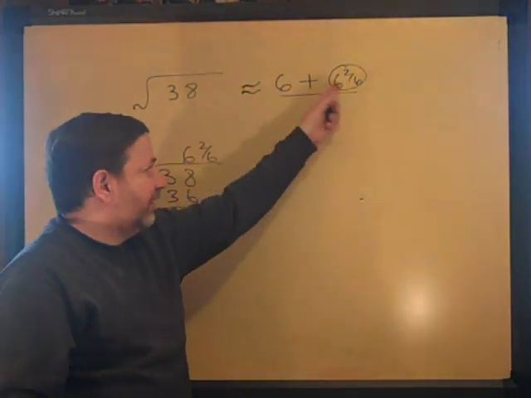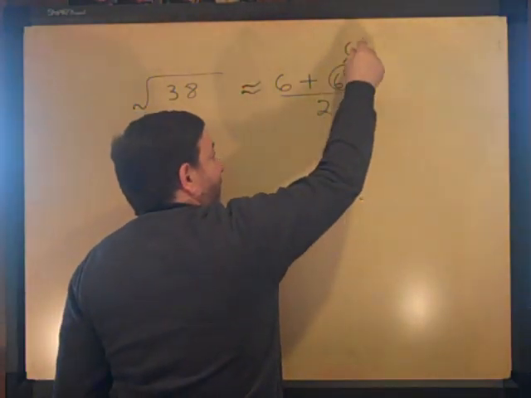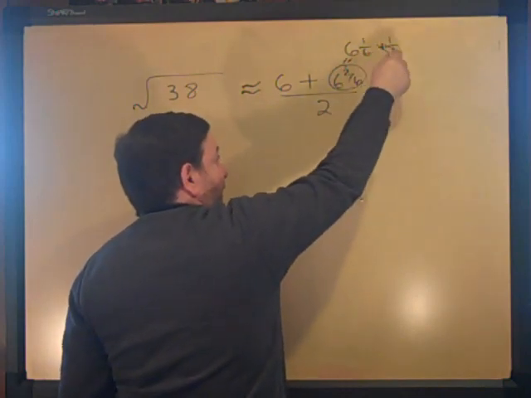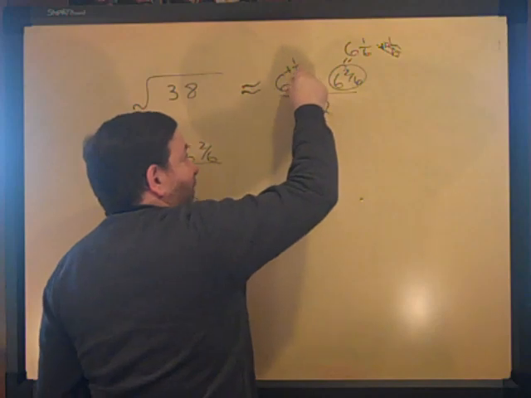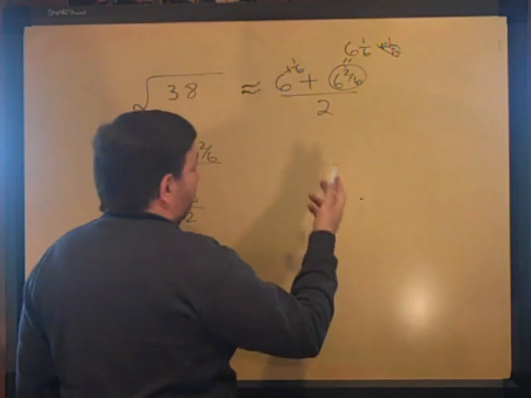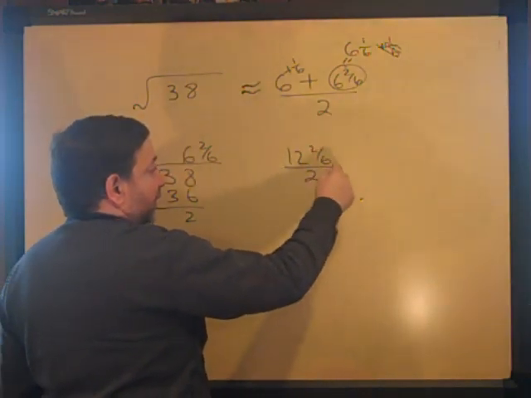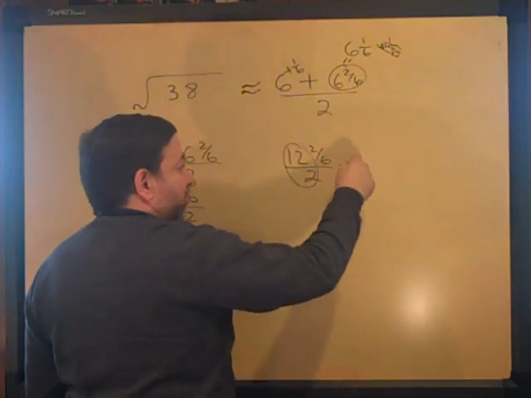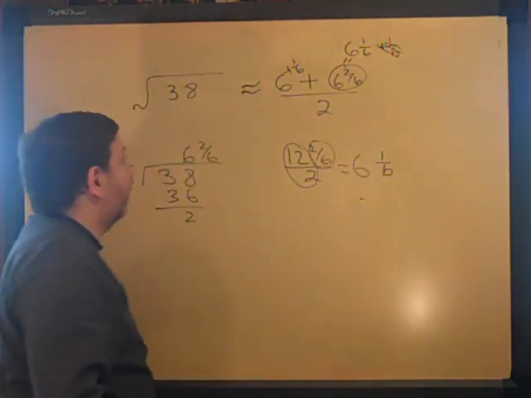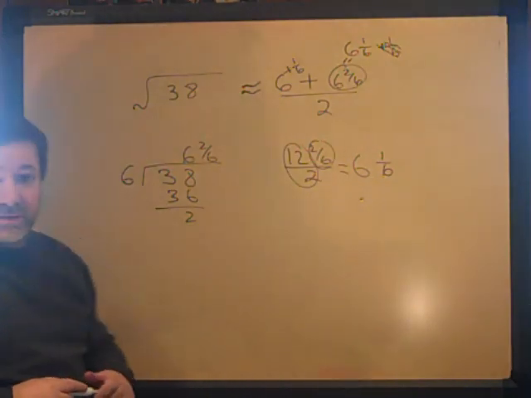This is 6. That's a little bit more than 6. In fact, this number is 6 and 1/6. If I add this 6 to this side, I have my average. It's 6 and 1/6. And you want to do this and get 12 and 2/6 and then divide it by 2. Well, 12 divided by 2 is 6. And 2/6 divided by 2 is 1/6. The square root of 38 is approximately 6 and 1/6.